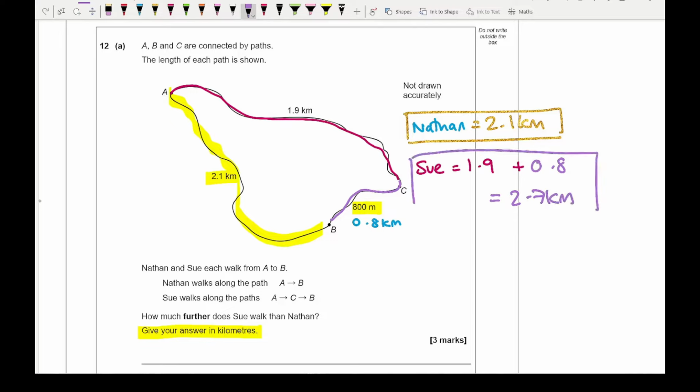So the question is asking me, what is the difference? So I just need to do 2.7 minus 2.1, which gives me an answer of 0.6 kilometres.